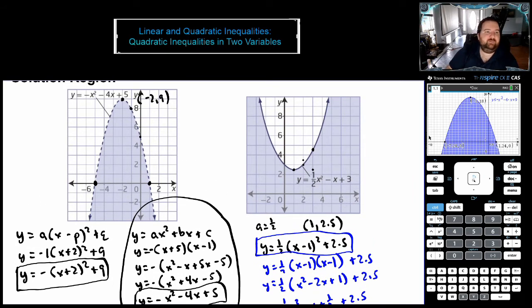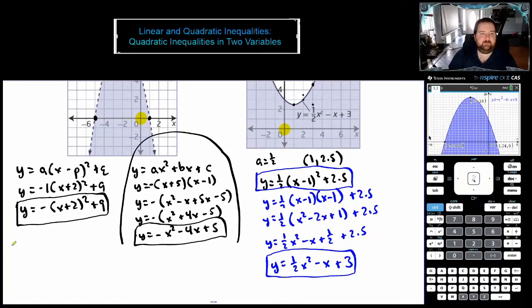So good points to test. I mean, you kind of figured out my plan is the 0, 0. That's what I like to do. All right, so let's plug those in. So 0 equals 0 plus 0 plus 5, so 0 equals 5. Okay, what is 0? 0 is less than 5. And that statement is true, right? 0 is less than 5 is true.